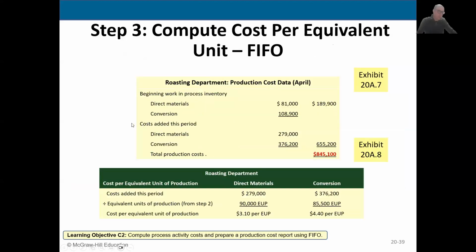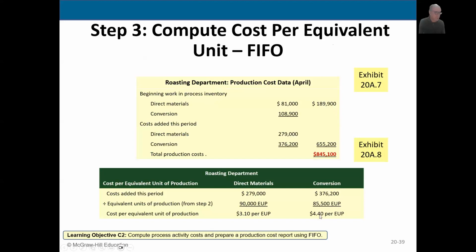Now you'll notice, of course, with this being first in, first out, the total production cost is 845,100, which is different from the weighted average. So to find the cost per unit for direct materials, it's the cost added during the period divided by the equivalent units of production from step 2. It's just $3.10 for direct materials per unit.